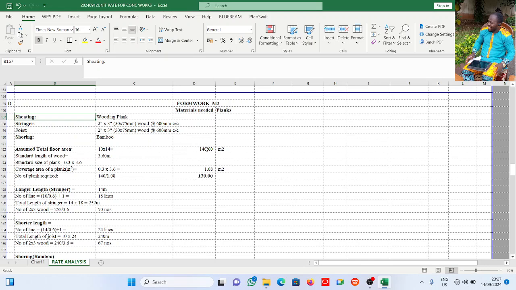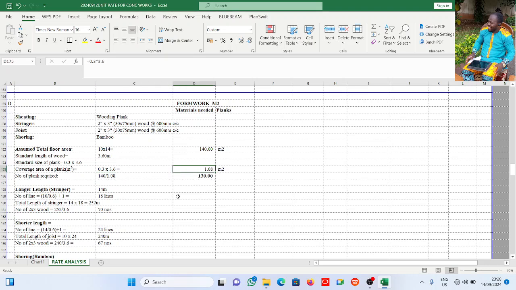So we have a floor of 140 square meters, that's 10 by 14. Of course, the standard length of a wood is 3.6 meters. That is what I have here. Planks are basically 1 by 12 planks, that's what you see if you go to the sawmill, say 1 by 12. That's 1 foot by 12 feet. 1 foot is 300 mm, 12 feet is 3.6 meters. That's 300 by 3.6. I hope we get that. So the total coverage area is 1.08.